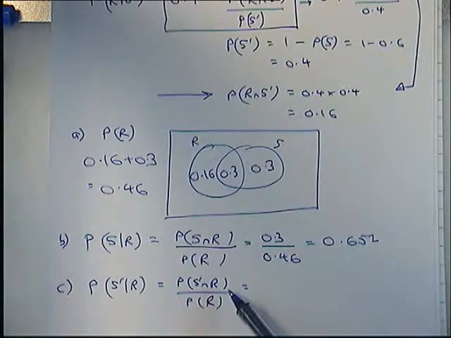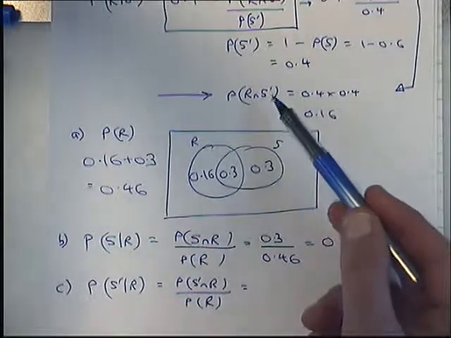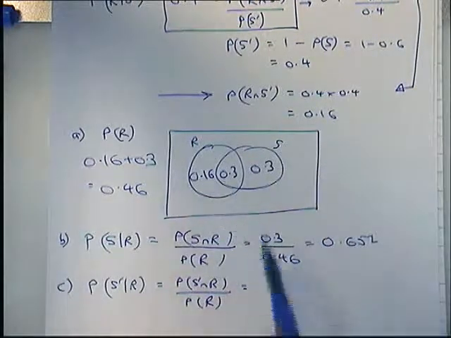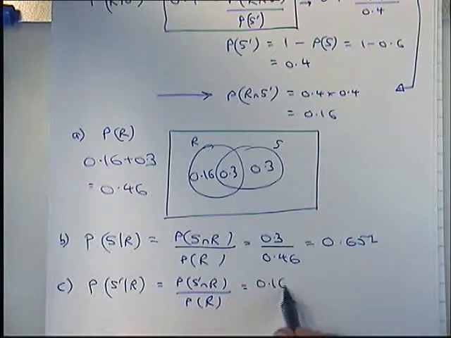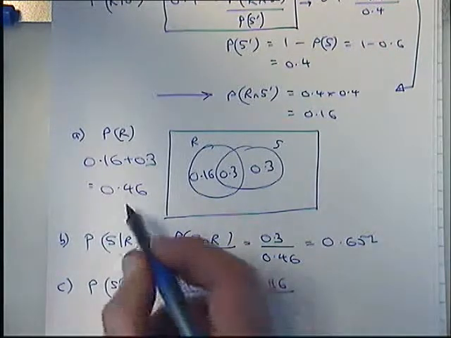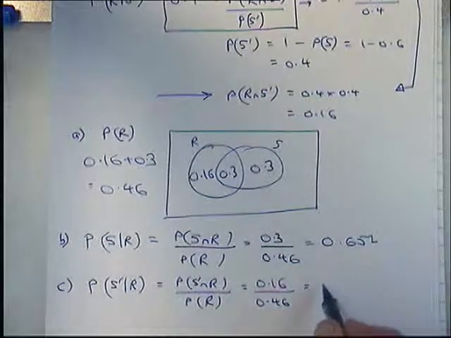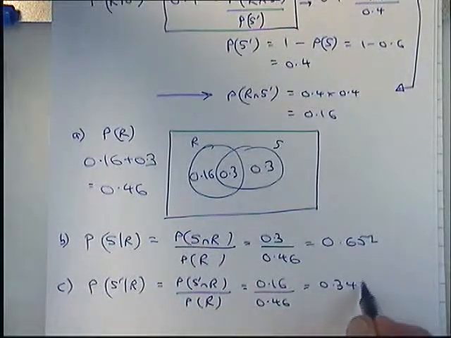So S dash is not in S, but in R. Well, we came across that before. It's this one here, not in S, but in R. So that's 0.16, it's this bit over here. Probability of R, we've used it before, 0.46. If you do that divide, you get an answer of 0.348.